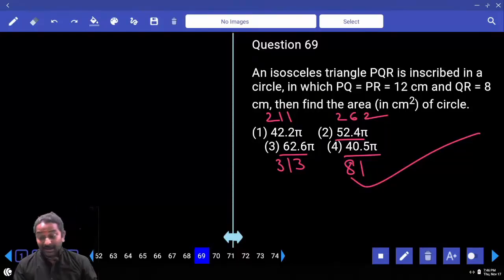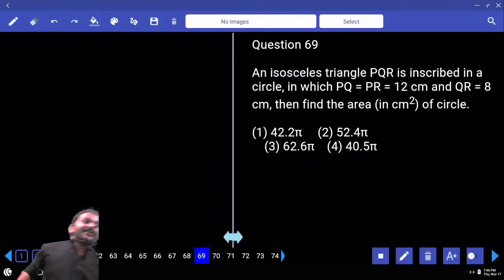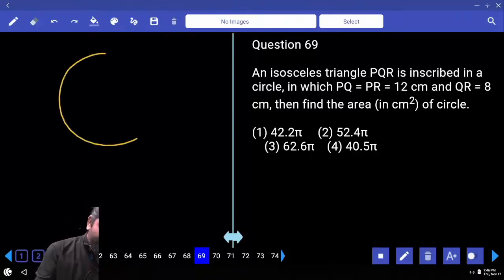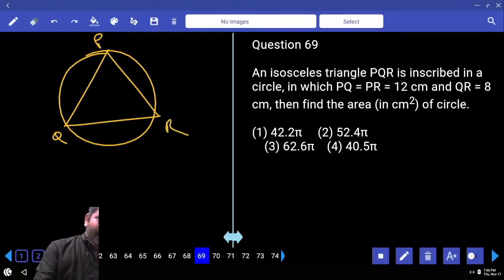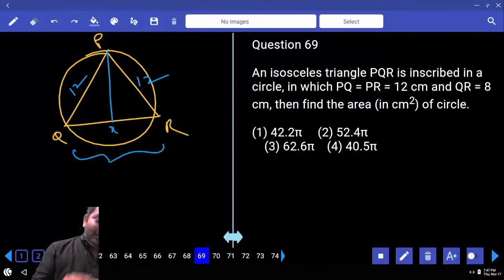Understood? Otherwise, we have to calculate the circumradius. Isosceles triangle PQR inscribed in a circle. PQ is 12, PR is 12, next, QR is 8. So now, I will take the median here. I'll treat it as PX. Is that okay? QR is equal to 8.